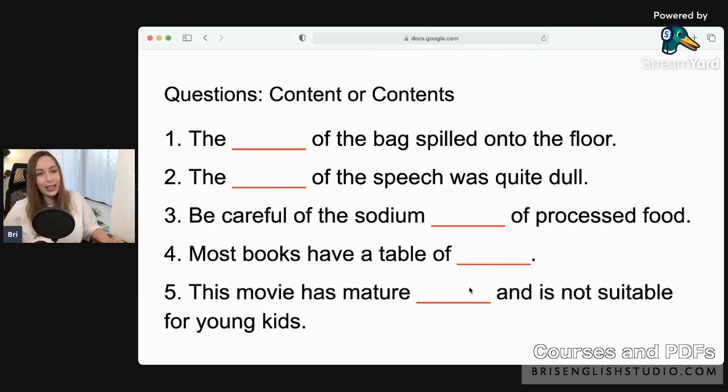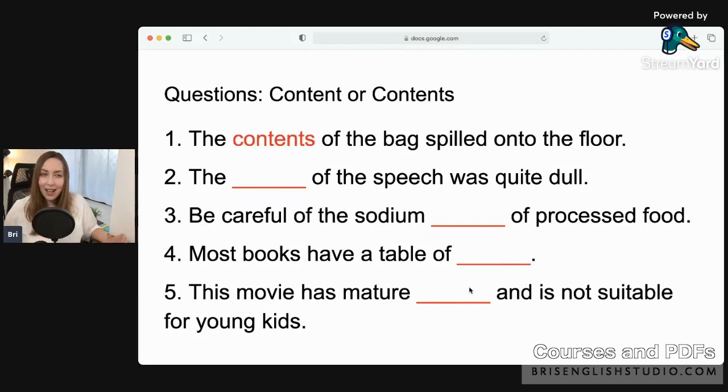So, number 1, the answer is: the contents of the bag spilled onto the floor. Contents is for physical items. If you have your wallet, your keys, your cell phone inside of your bag, and they all spill onto the floor, we would say the contents of the bag spilled onto the floor.